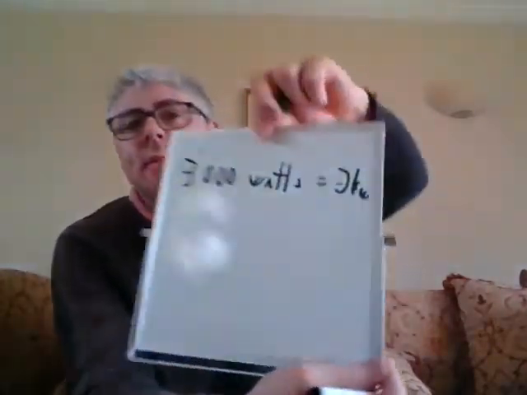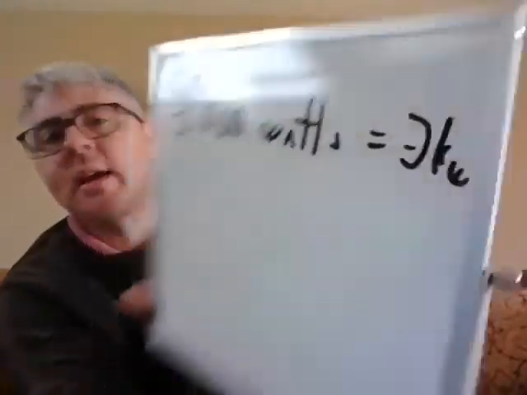And then here I've got, I just want to write something else down for you. If I put this down for you, 3,000 watts is equal to 3 kilowatts. 3,000 watts is equal to 3 kilowatts. 500 watts is equal to 0.5 kilowatts. So that's how it's written. 500 watts is equal to 0.5 kilowatts.